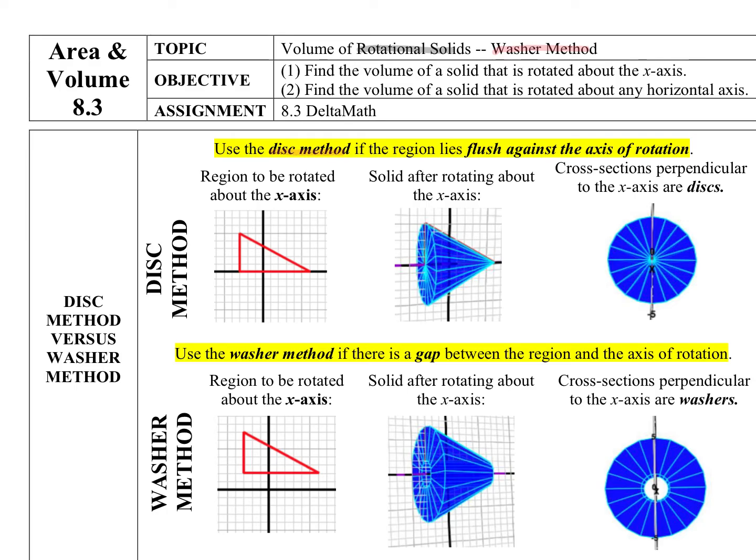You're going to use the disk method when your region is flush against the axis of rotation. So in this picture right here, my axis of rotation is the x-axis, and notice how this region is flush against it. So all points of it are in contact with that axis of rotation. And when I rotate it, I end up with this cone shape in the middle here. And if I were to look at any cross-section sliced perpendicular to the x-axis, it would be a solid circle that you see reflected over here.